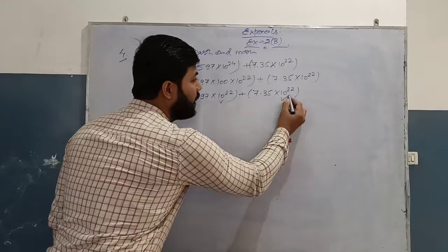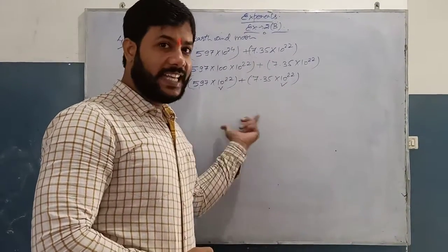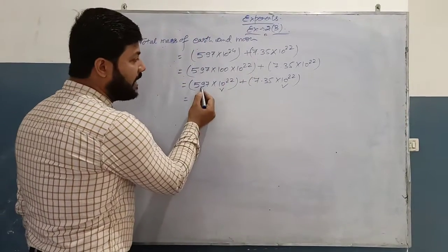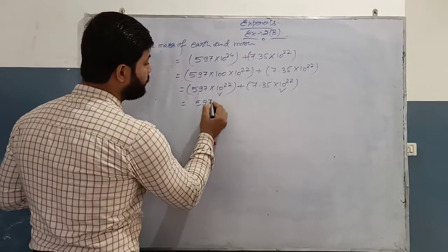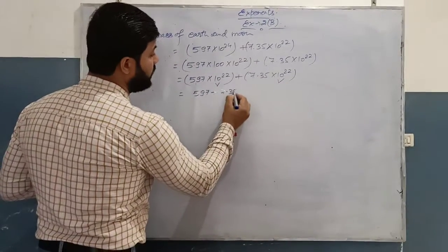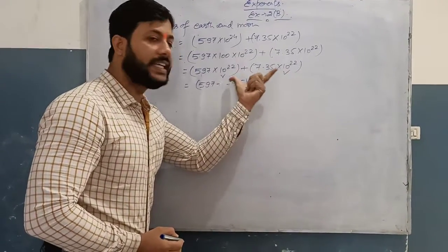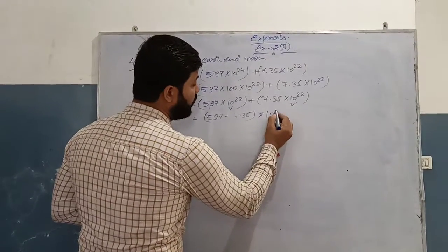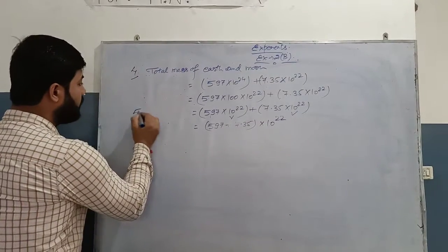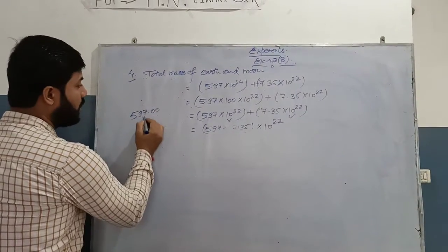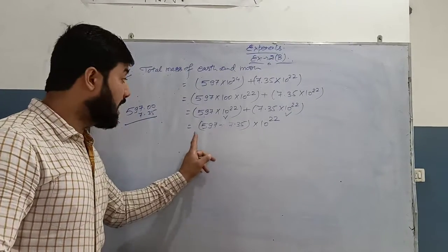Now we see that 10 to the power 22 is common in both of them, right? So we can take it common, and 597 and 7.35 will be added together. So 597 plus 7.35 are added together, and 10 to the power 22, as I have told, we will take common. Now simply we have to add these two. So 597.00 and 7.35.